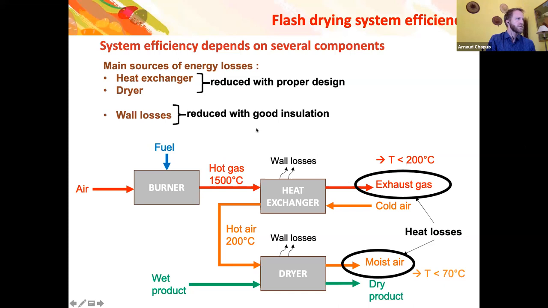And another source of heat losses is the wall losses you can have on this equipment. To prevent those losses, which are called wall losses, you will need to have a good insulation around the dryer and around the heat exchanger system. So in the design, we always need to consider the whole system to have a good energy efficiency.